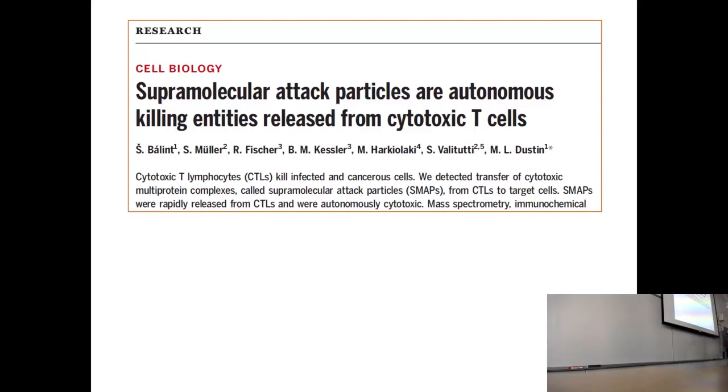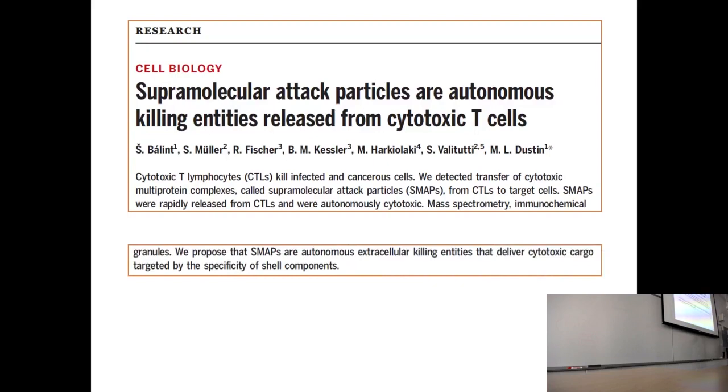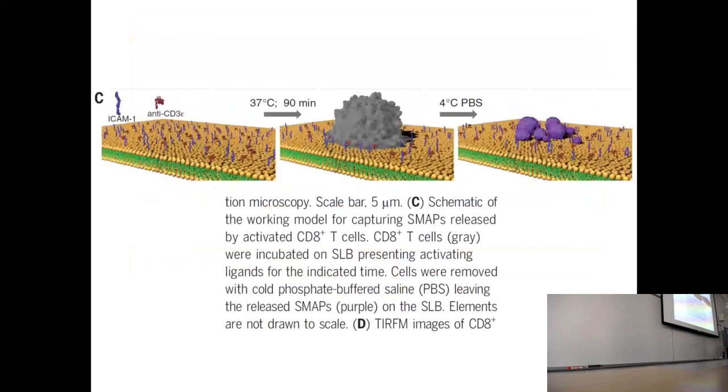This is a picture of cytotoxic multi-protein complexes they call supramolecular attack particles, or SMAPs. And they propose that these are autonomous extracellular killing entities that deliver cytotoxic cargo from a distance. It's like the cell thinks it got away, right? But they throw a SMAP at it and the SMAP gets it. It's that kind of thing. So the SMAPs actually interact with integrins and other cell surface molecules on the infected cells. And this is what it looks like.